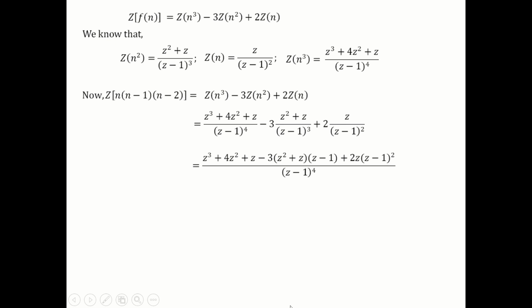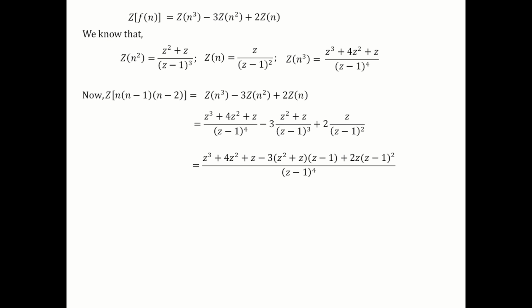So the denominator is z minus 1 power 4. In the numerator, first term, write as it is: z cube plus 4z square plus z. The second term, you are having z minus 1 whole cube in the denominator, so remaining you are having z minus 1, right? For z minus 1 power 4, which is equal to z minus 1 into z minus 1 cube, so multiplying the numerator with z minus 1. So minus 3z square plus z into z minus 1.